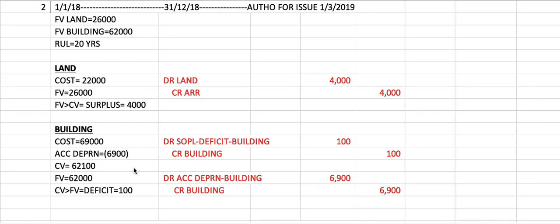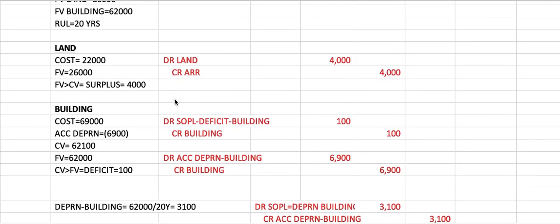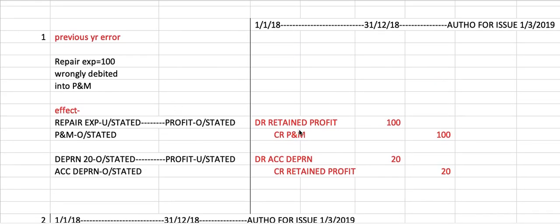The next step after you prepare the journal entry for the additional information is to prepare the published accounts. I'll just show you how these entries go into your published accounts. So the first entry: debit retained profit, credit plant and machinery. Debit retained profit means you deduct your retained profit, and you deduct your plant and machinery. So retained profit is in SOCIE.